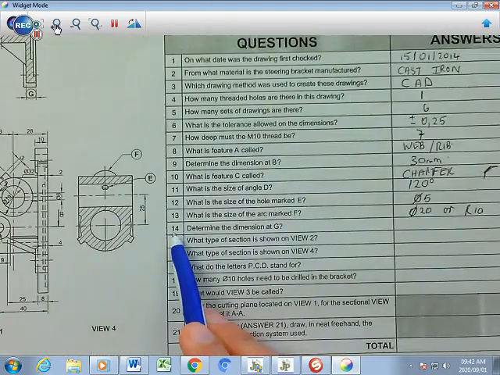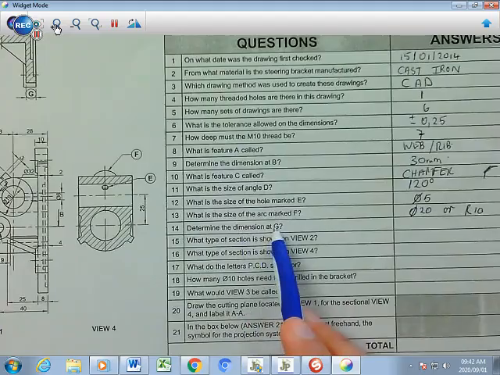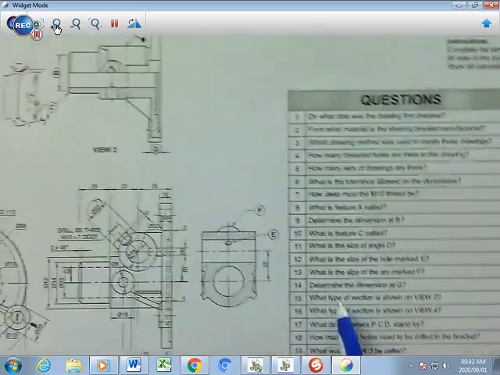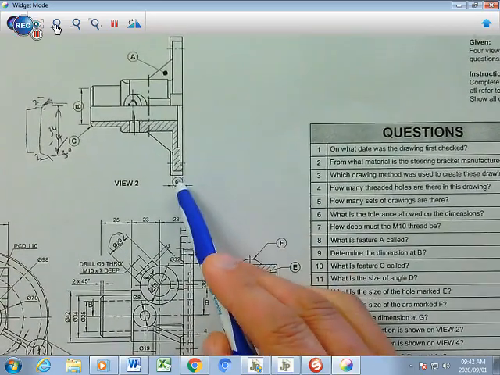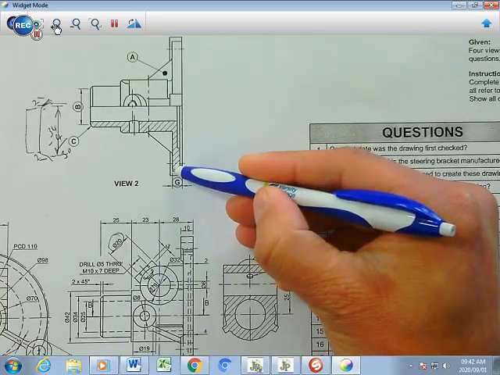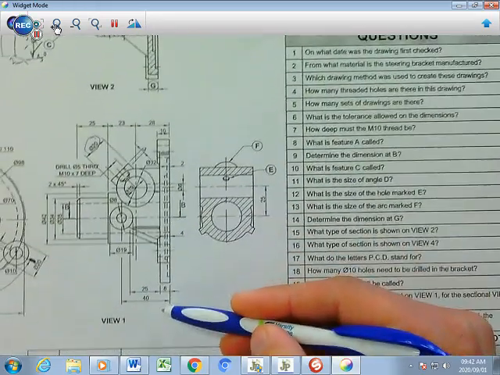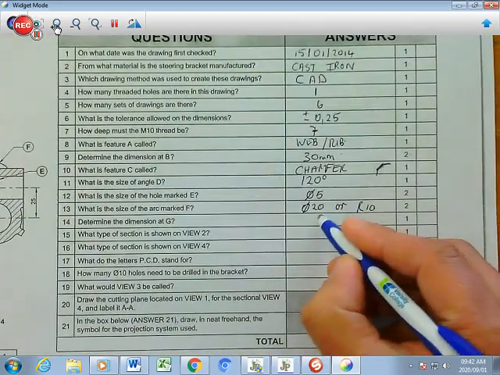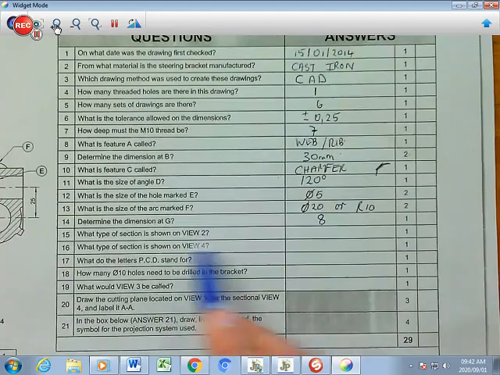If you go to number 14, determine the dimension at G. G is right here. It refers to that little piece there, not the whole thing. And if you go down, you're going to find that you only want that. So that 8 is the answer there. Okay, you're writing 8 there.